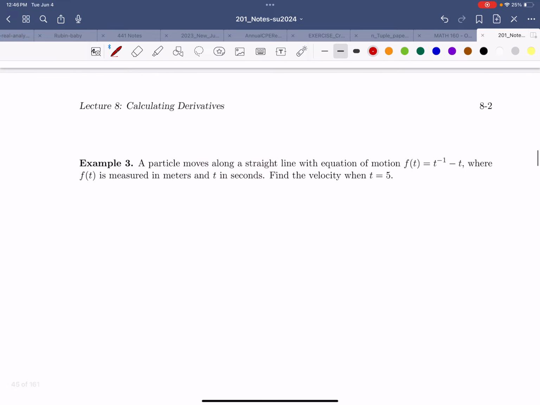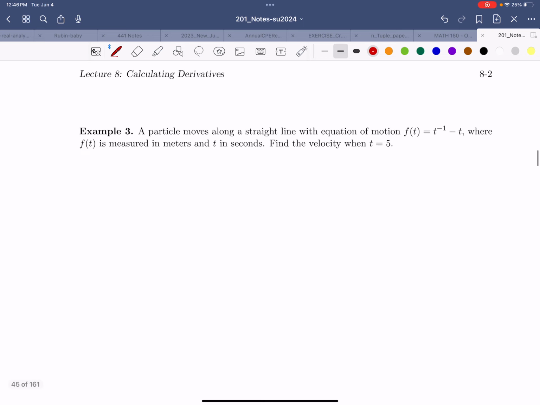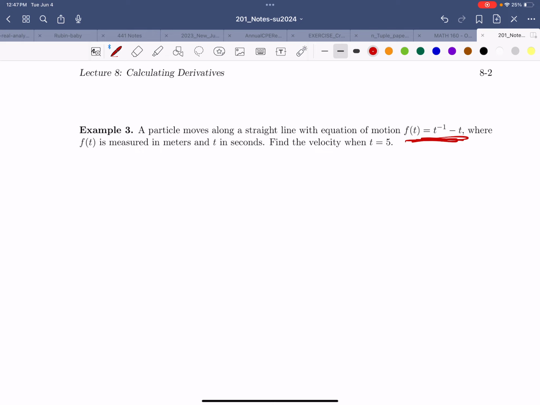Make sure to answer the question. This example is particularly difficult and just time-consuming. Okay, this one takes a little bit of time. We'll do it, but it takes a little bit of time. Moving along in a straight line. This is the position function, meters and seconds. Find the velocity when t equals 5.